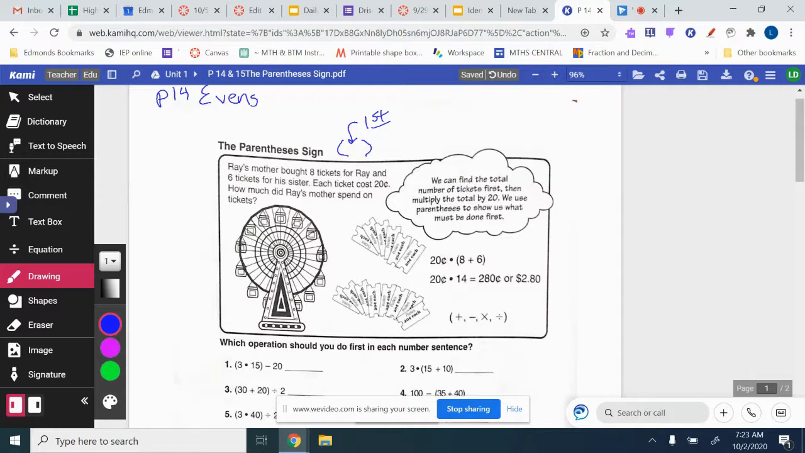So in our example, it talks about Ray's mother buys 8 tickets for Ray and 6 tickets for his sister. Each ticket cost 20 cents. How much did his mother spend on the tickets? So they set it up as 20 cents times 8 plus 6. Now they want you to do 8 plus 6 first, which gives you 14. So we're going to do 14 times 20, which gives us 280 cents or $2.80.